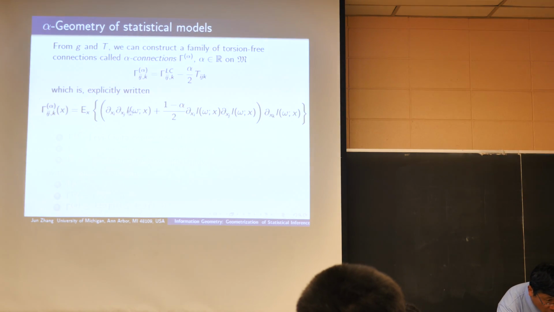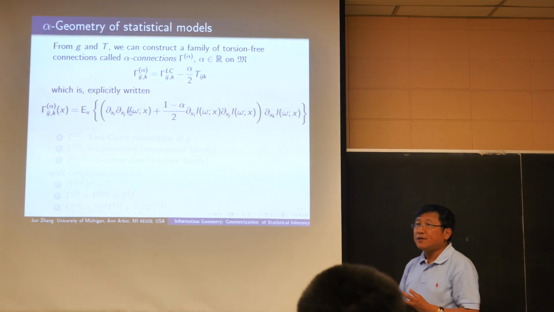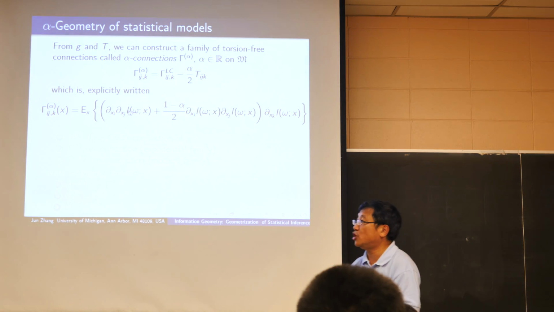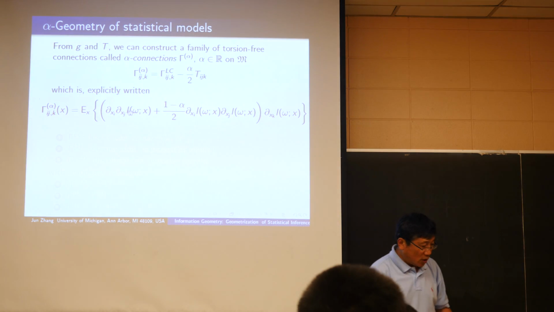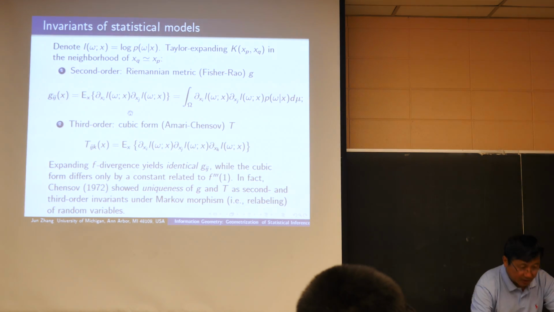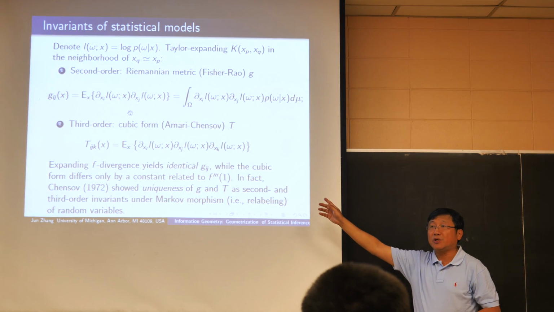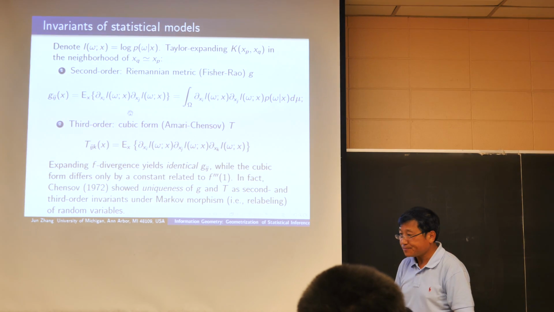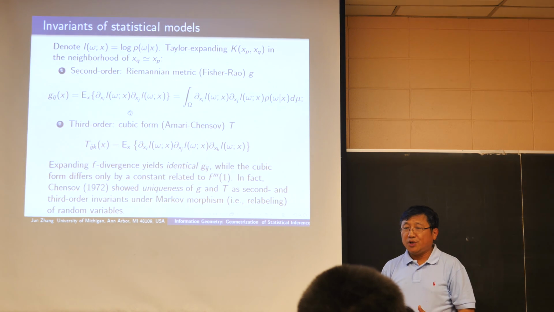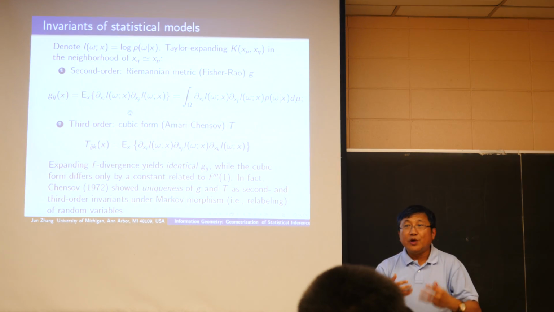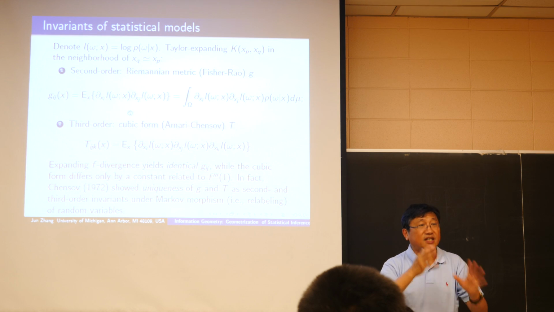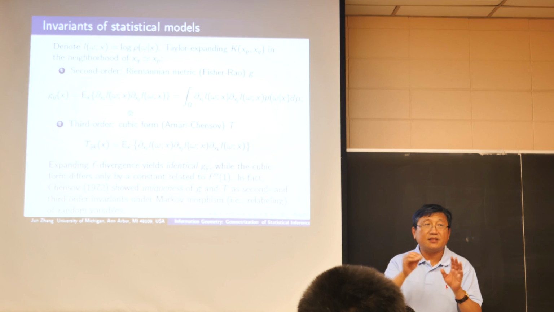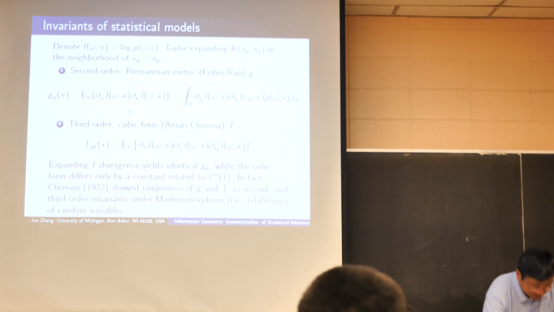So now, with this second and third order invariance of statistical models, we can construct a geometry. From the second order quantity, we can identify this as a Riemannian metric, because it's semi-positive definite. With a Riemannian metric, it always comes with what is called a Levi-Civita connection. This is a third order quantity which can be uniquely specified by the Riemannian metric. I'll talk about this a little later.